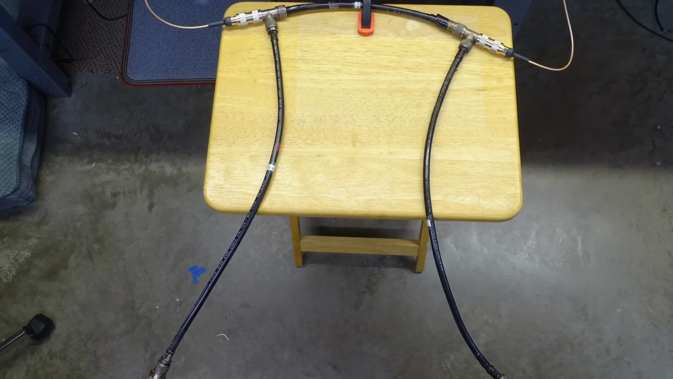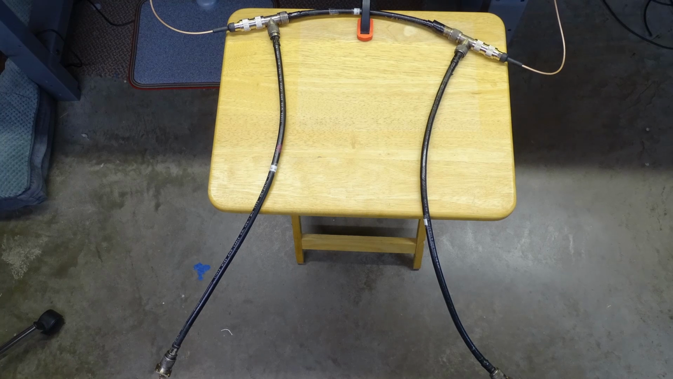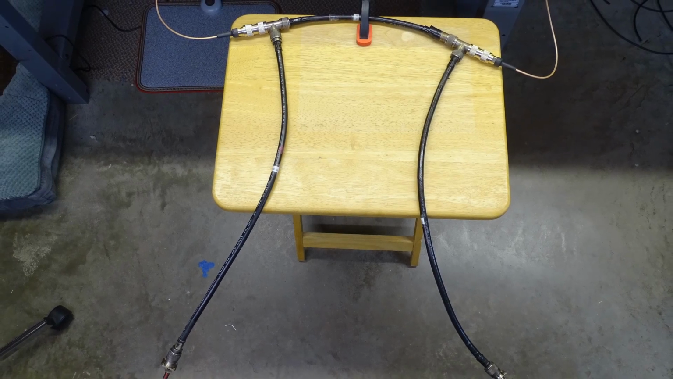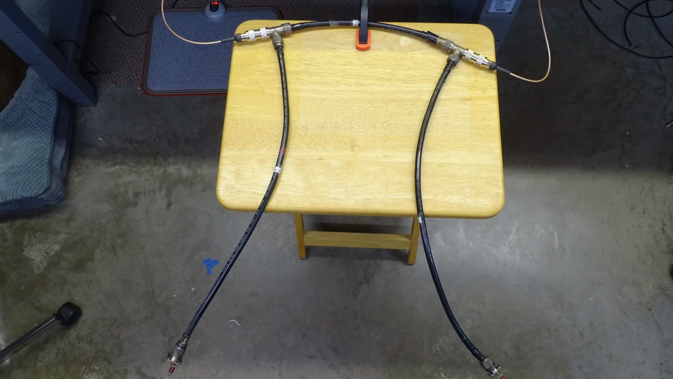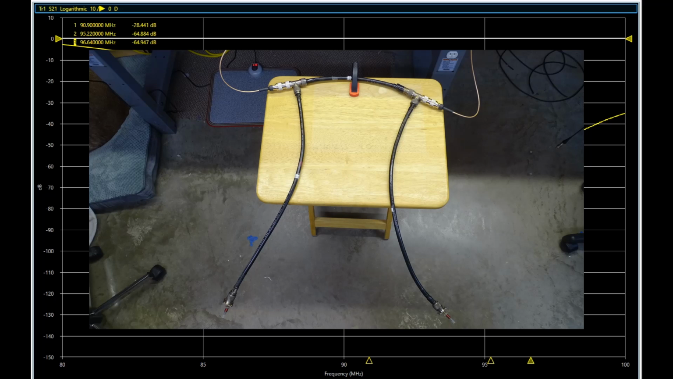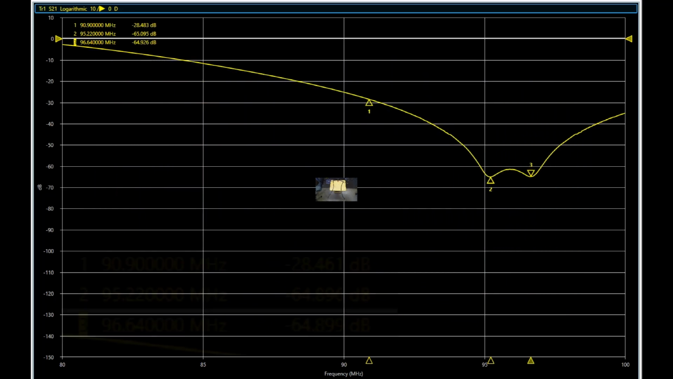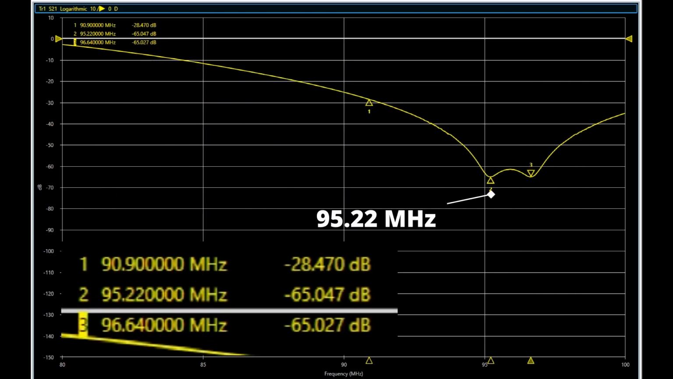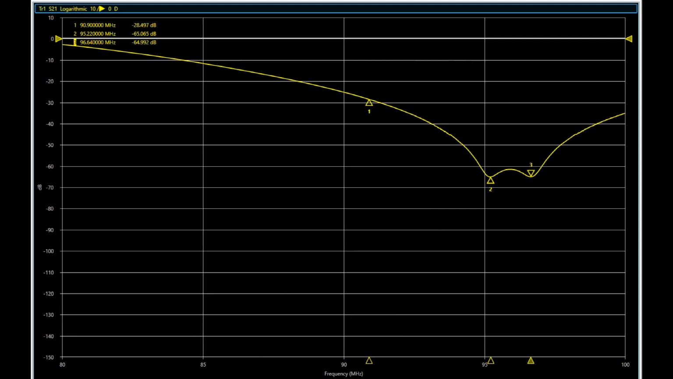So, here is the complete assembly. I set the inductors so that their inductive reactance is somewhere close to the 172 ohms at 90.9 megahertz. So how does it look right out of the assembly gate? We have two little dips here, one at 95.22 megahertz and one at 96.64 megahertz. So let's tune this down to our 90.9 megahertz, which is what we want. There we go, stub 1.